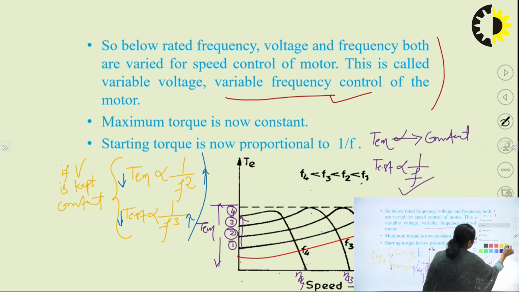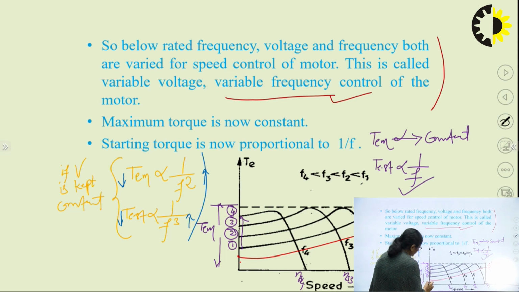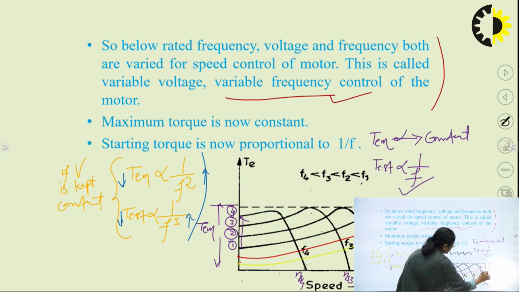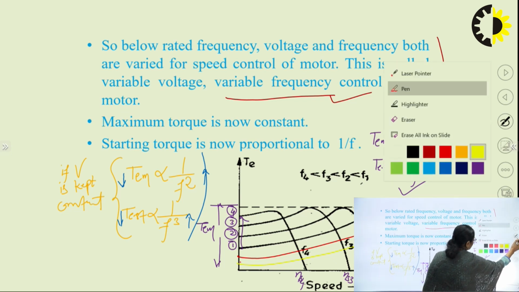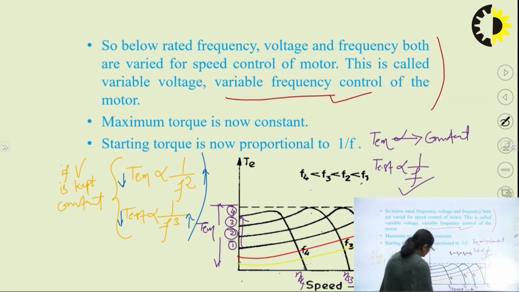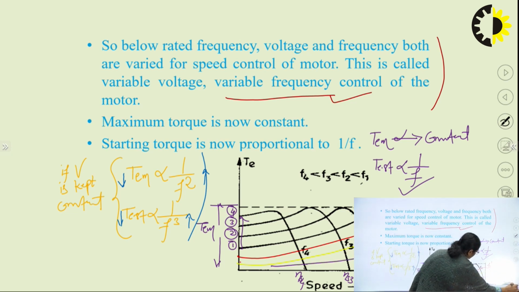So, let me draw another characteristic with further increment in the frequency. Let it be f3 dash. Let me draw another characteristic. Starting torque will get reduced further, maximum torque will get reduced further, and this corresponds to f4 dash, ns4 dash, ns3 dash, ns2 dash, right?